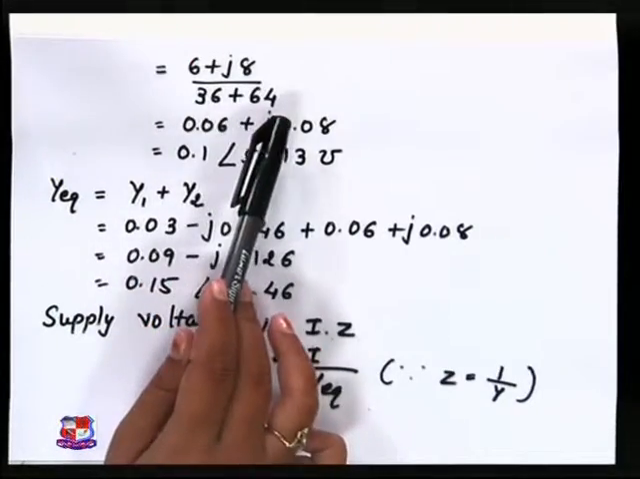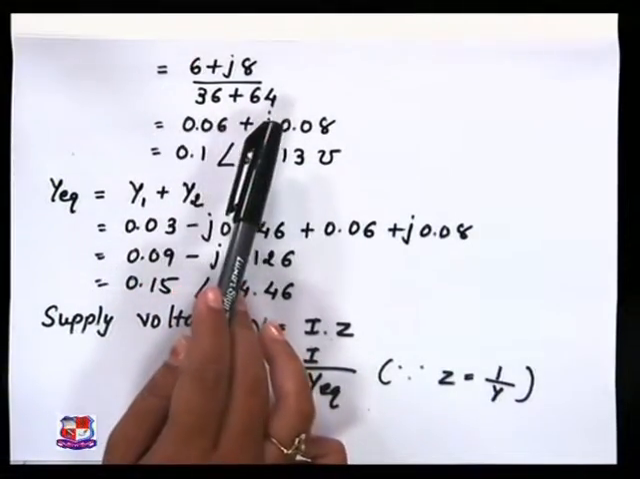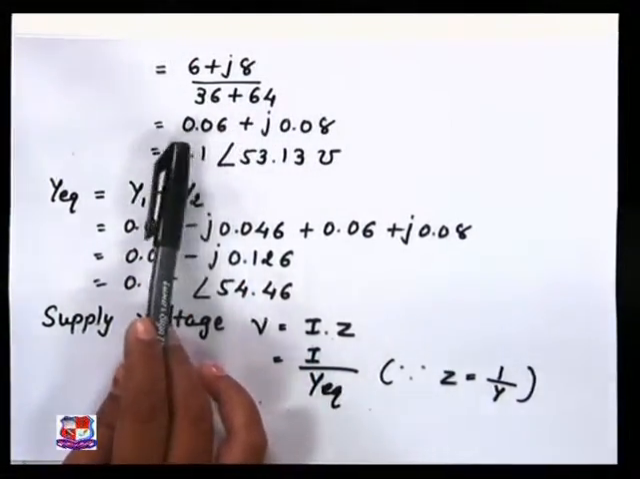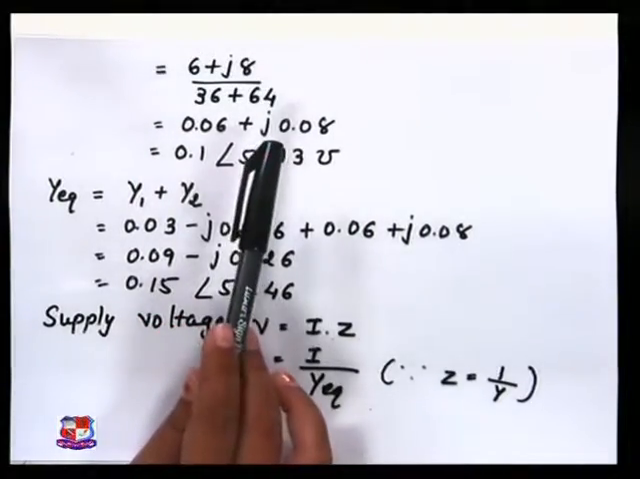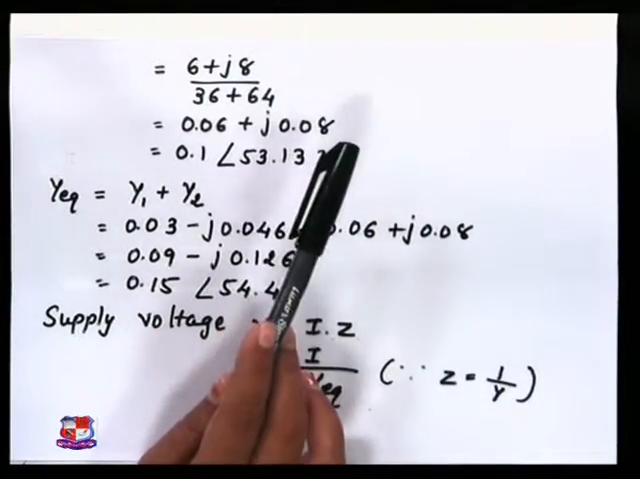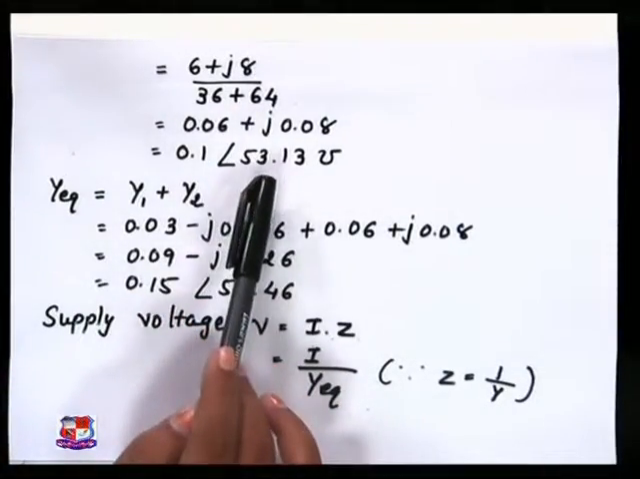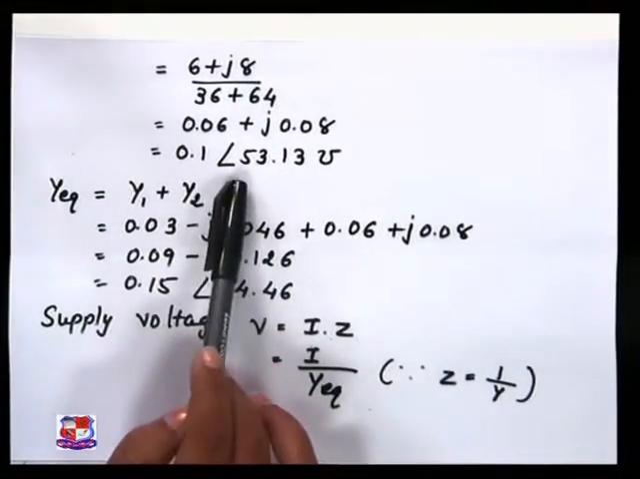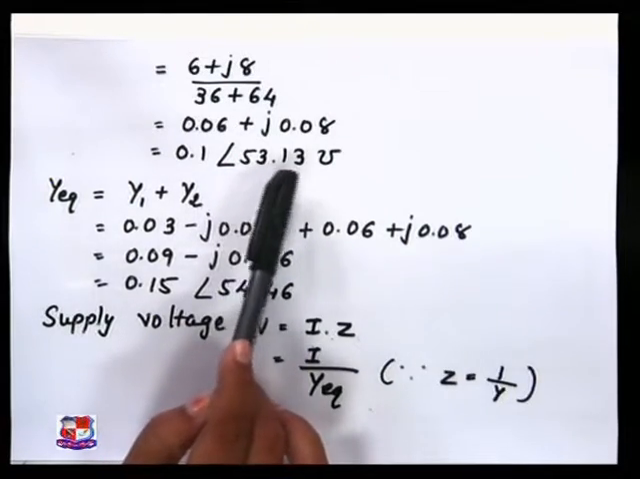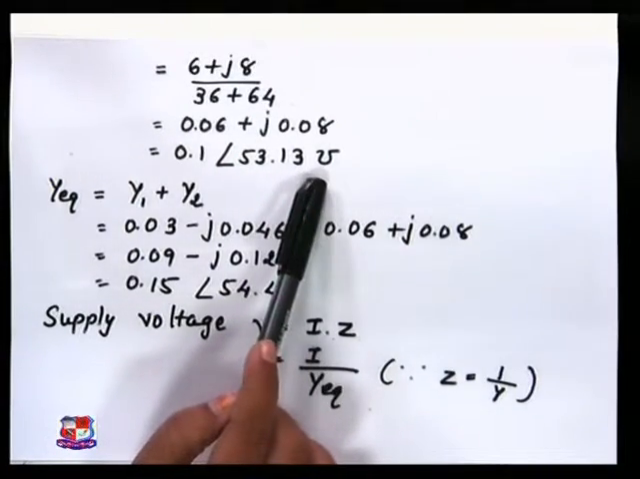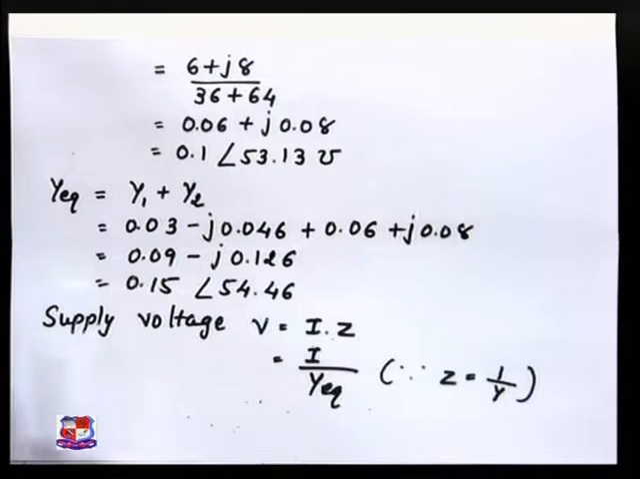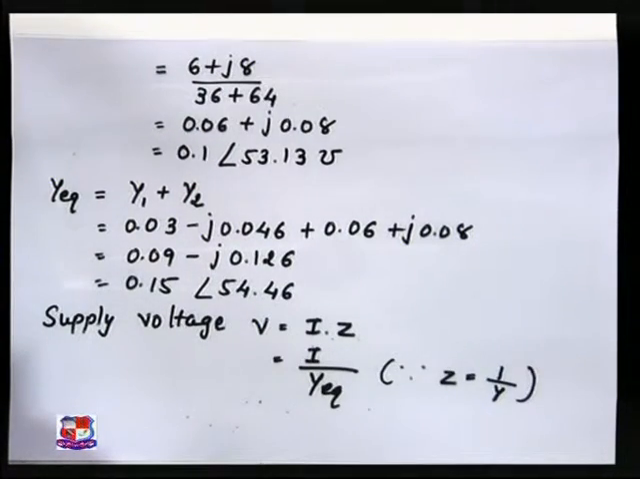6 square plus 8 square, so it is 36 plus 64. So your answer is 0.06 plus j 0.08. Again it is in rectangular form, convert it into polar, so it is 0.1 angle 53.13, unit is mho. Now we have to find the total supply voltage.